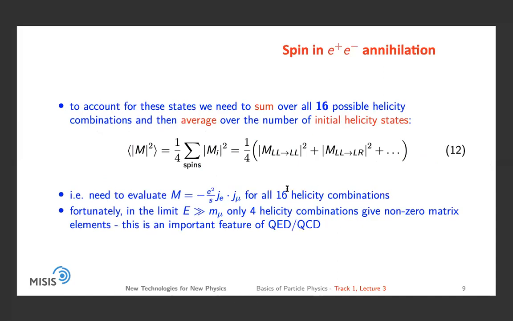In principle, to account for all these states, we would need to sum over all 16 possible helicity combinations of this matrix element, and then average over the number of the initial helicity states, which are 4. So we would need to evaluate the scalar product for all 16 helicity combinations. But fortunately, as we will discuss now, in the limit where the energy of the particles is much larger than the mass of the muon, only 4 helicity combinations would give non-zero matrix elements. So this is an important feature of QED or QCD.